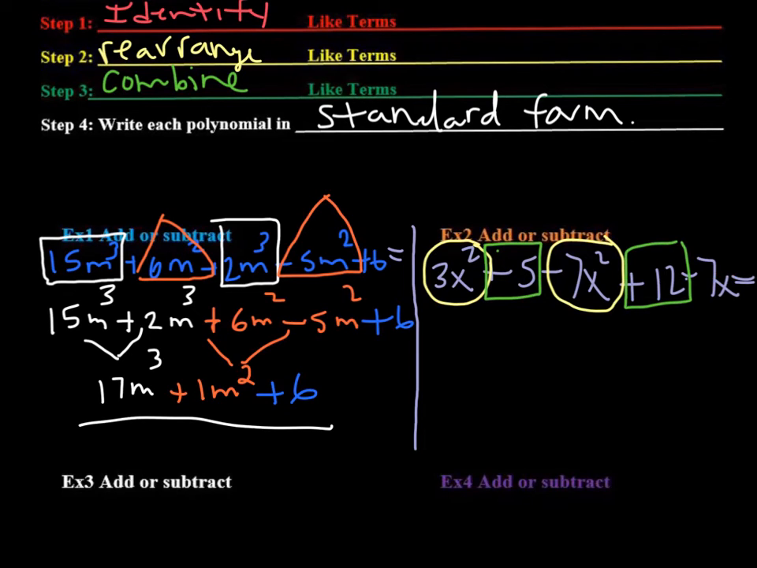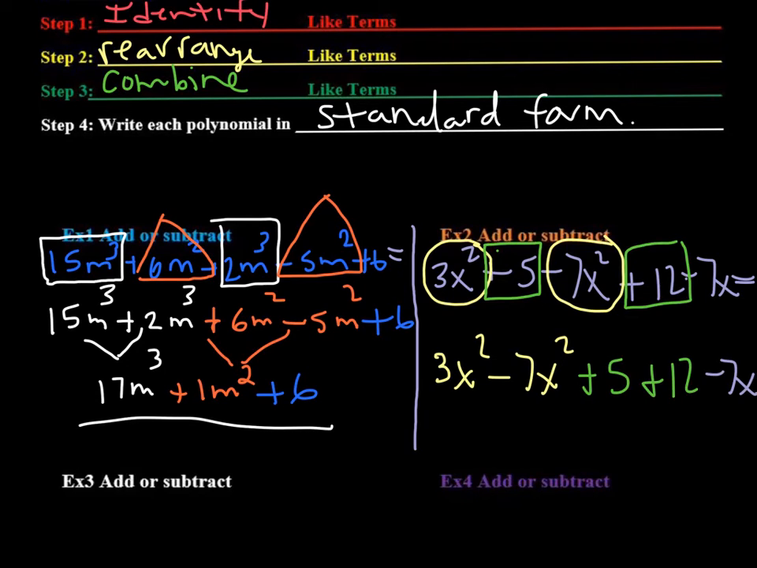So step 2, rearrange the like terms. So I'm going to rearrange all the x squared together. So 3x squared minus 7x squared. And then I'm going to put all the constants together. Plus 5 plus 12. And then last but not least, that lonely minus 7x by itself.